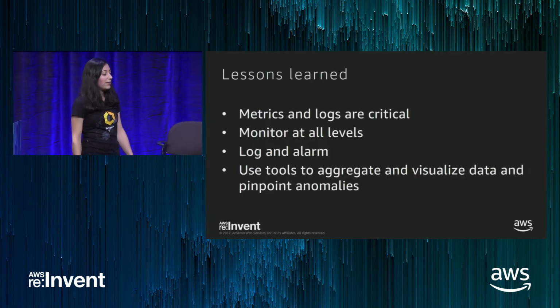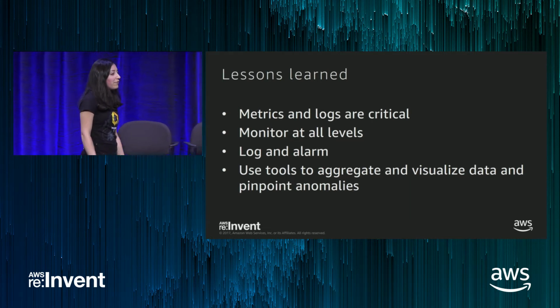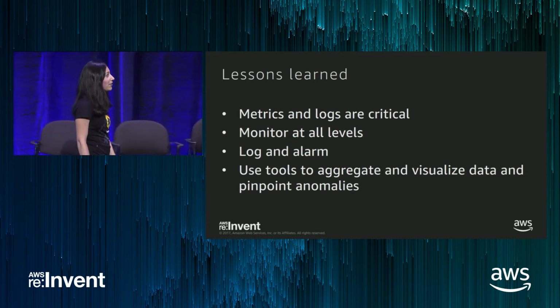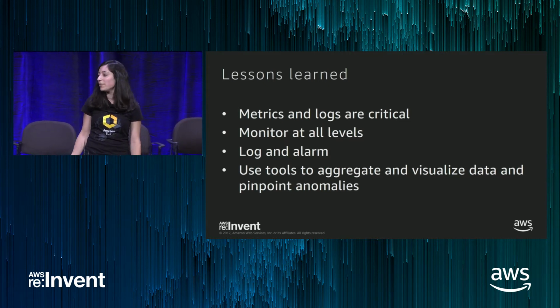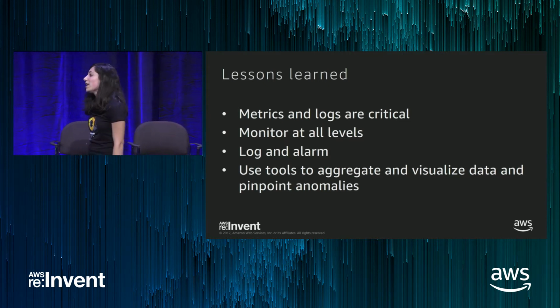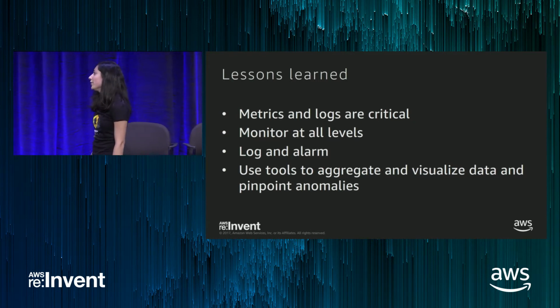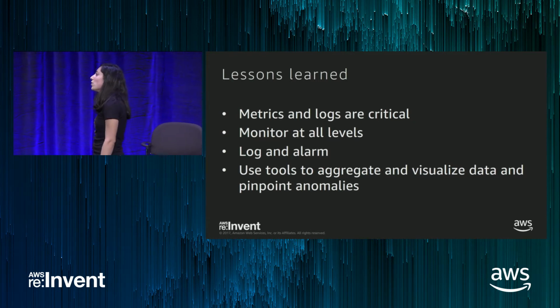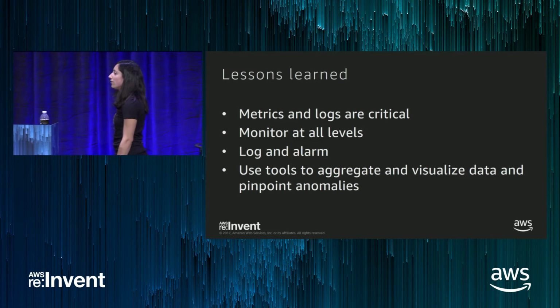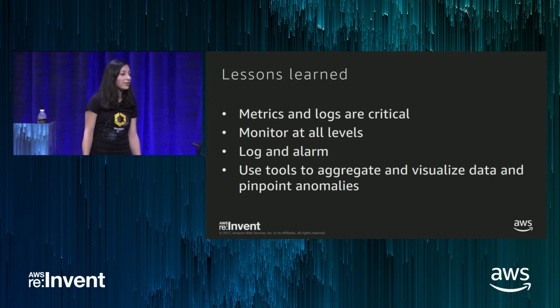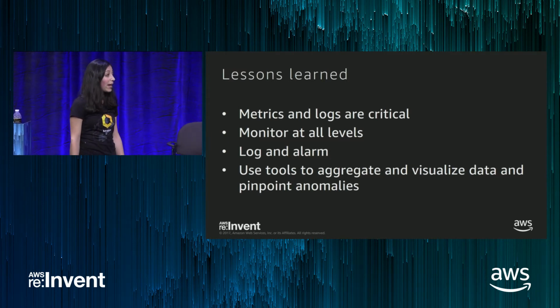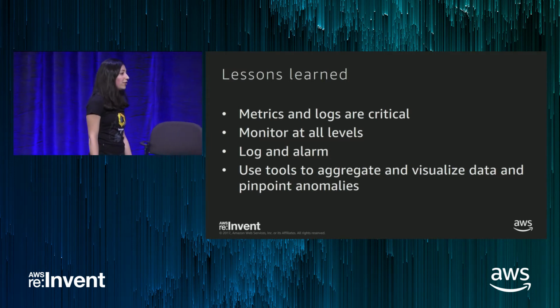So what did we learn today? For the health of your application, it's critical that you have metrics and logs, and you want to have visibility into all the different layers, starting from your infrastructure into your application. You want to have application logs and alarms. You also want to utilize all of this data that your application is generating to detect trends, anomalies, and patterns. And there are different tools that you can use for that.